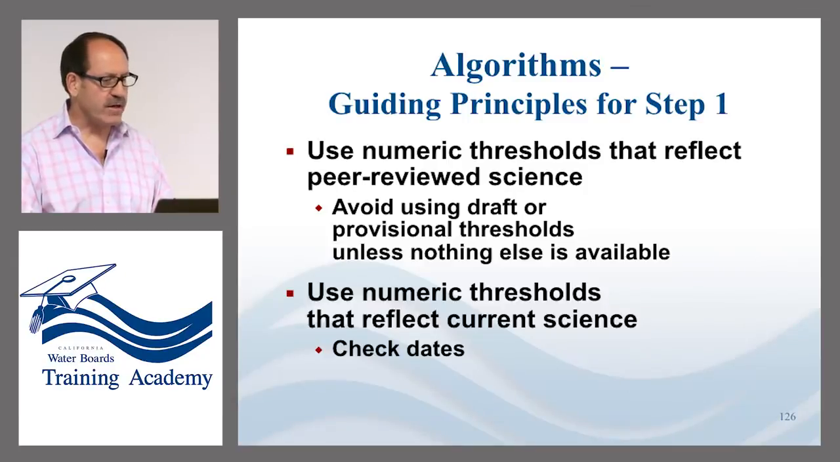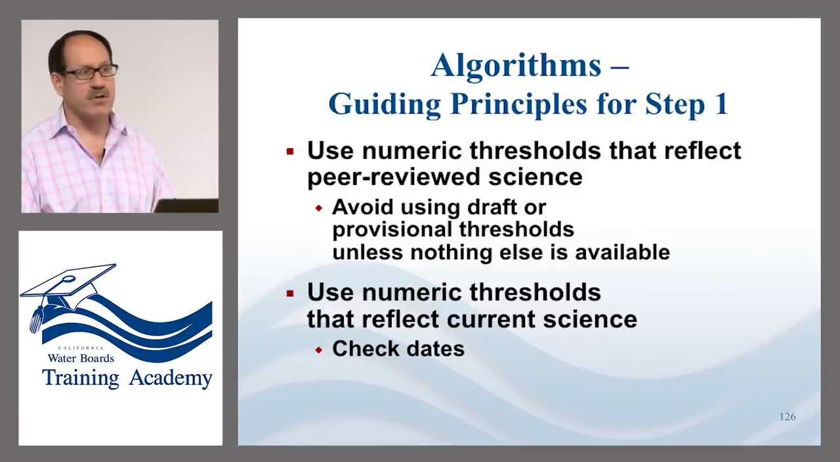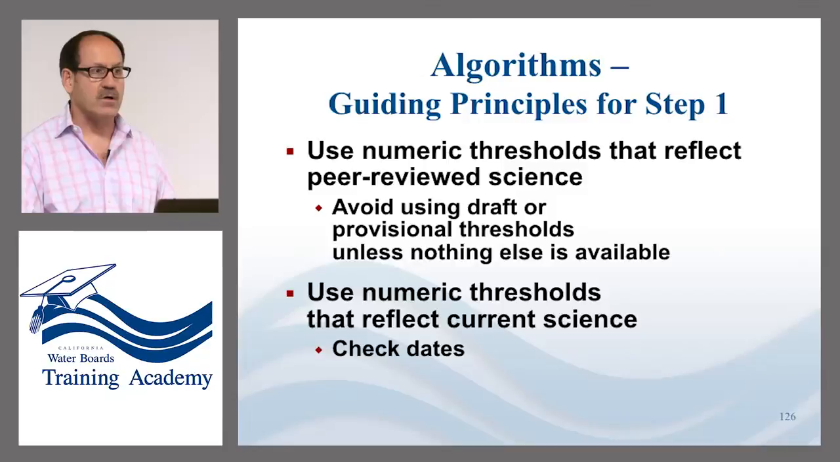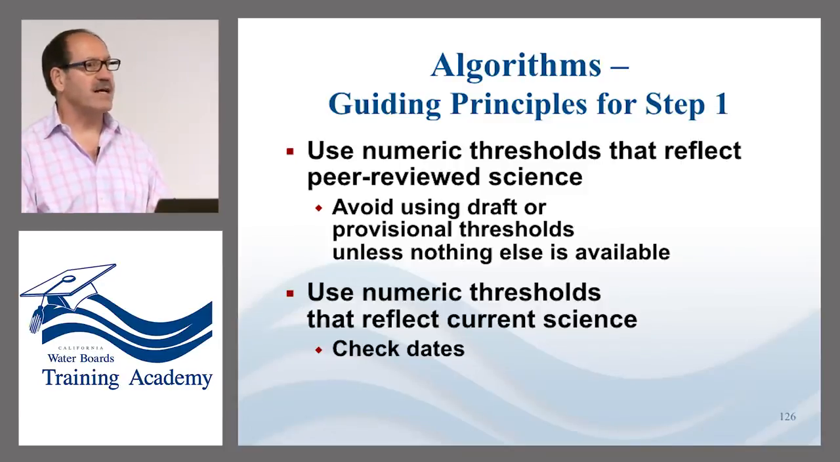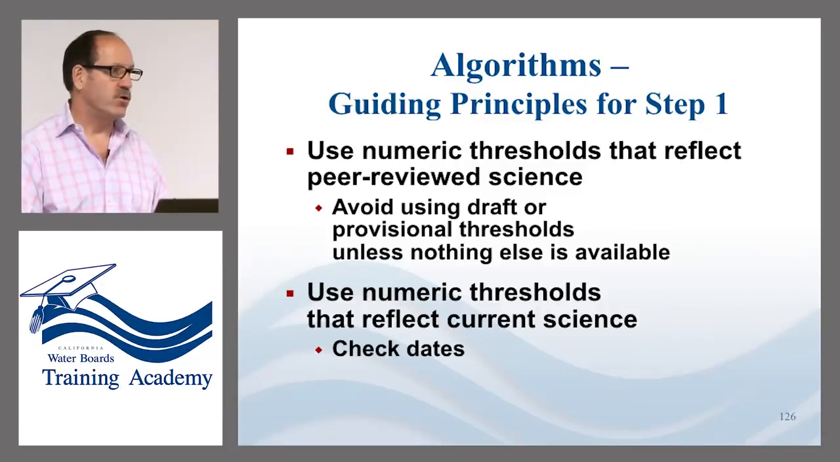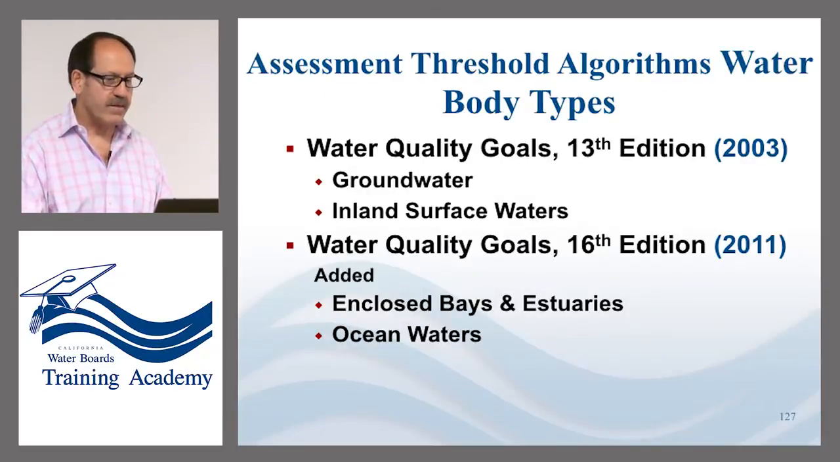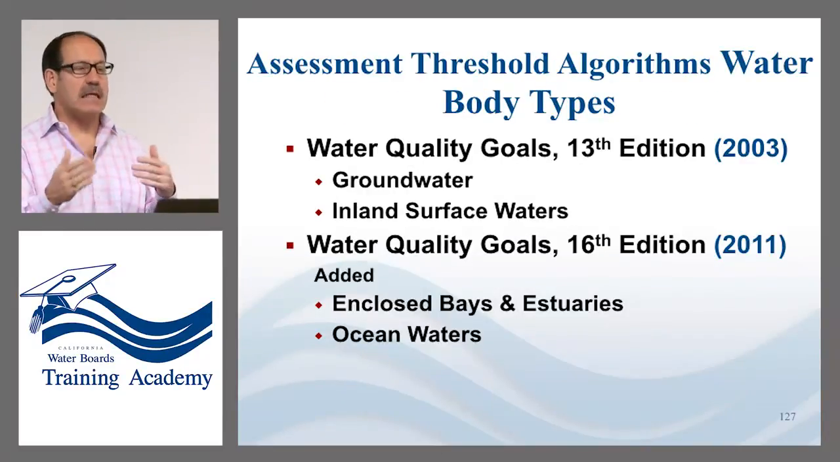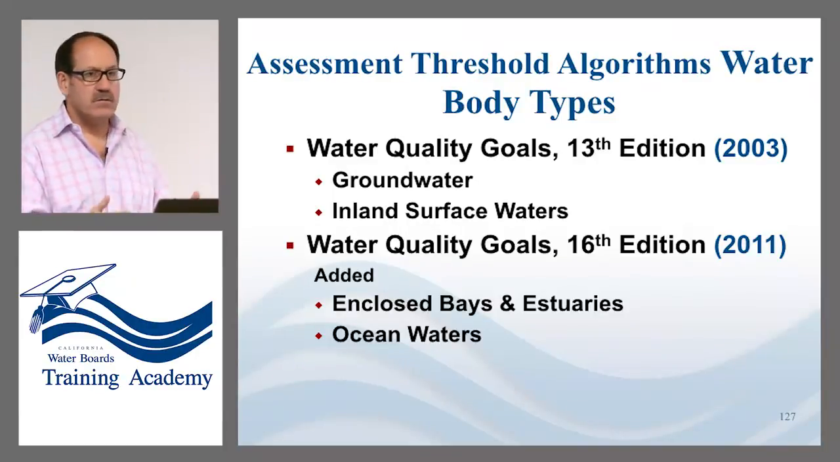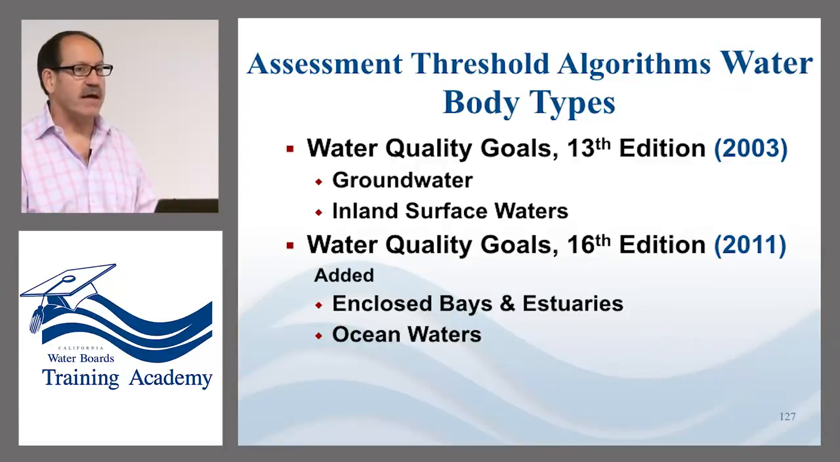Also make sure that the thresholds that you use reflect current science. This is where the adoption dates come in handy. If you're looking at two different cancer risk levels or whatever it might be from different organizations, which one is newer? If one is substantially newer than the other one, you're probably better off using that. How frequently criteria thresholds are updated by the organizations they come from is factored into the algorithms.